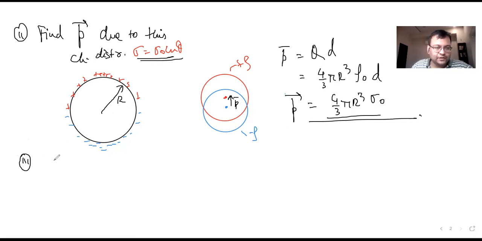Now if I ask you another question: suppose there is a uniform electric field. Take a parallel plate capacitor that produces a uniform electric field. Inside that capacitor, I place a conducting sphere. What will be the charge distribution on this conducting sphere, if you can tell me?